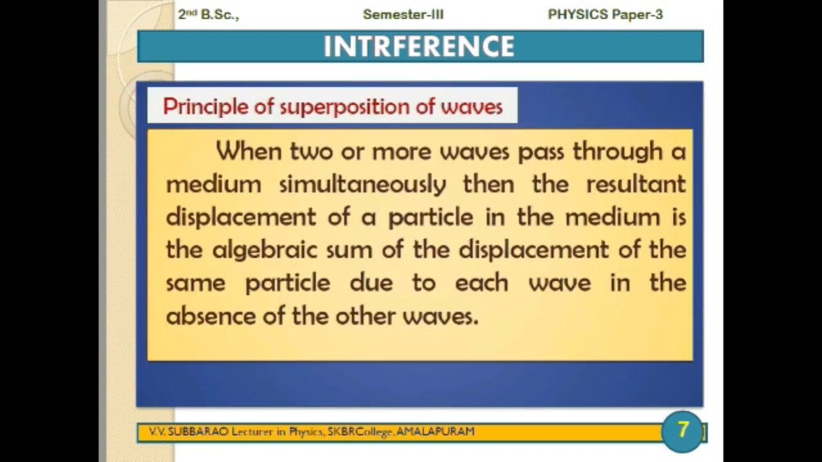First, let us know about the principle of superposition of waves. When two or more waves pass through a medium simultaneously, then the resultant displacement of a particle in the medium is the algebraic sum of the displacement of the same particle due to each wave in the absence of the other waves. This means that whenever two waves meet at a point, the resultant is the algebraic sum of the two individual waves. This can be explained by this experiment.